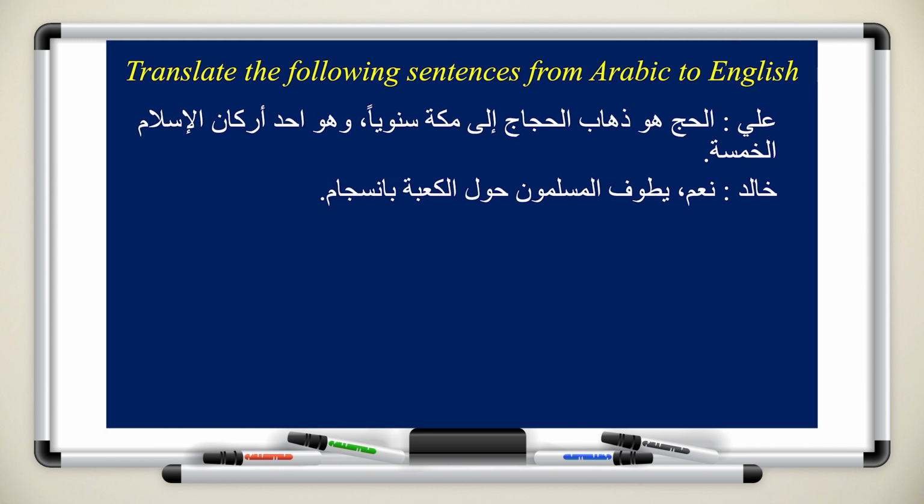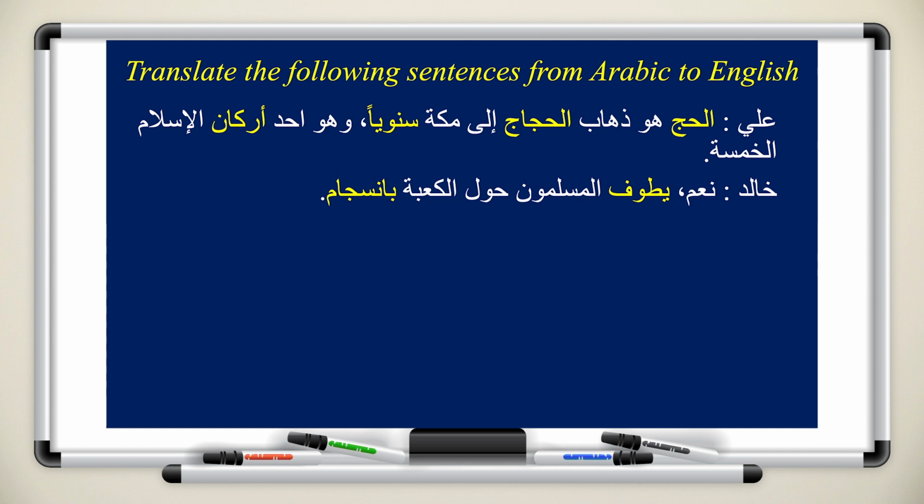Now, when you translate, you must translate everything, even the names. Ali and Khalid, you have to write them in English. And I repeat, translate the whole sentence as a meaning. Don't translate word by word. Now, here are the key words in order to translate and deliver the meaning correctly: Al-Hajj, Hajjaj, and as you can see.